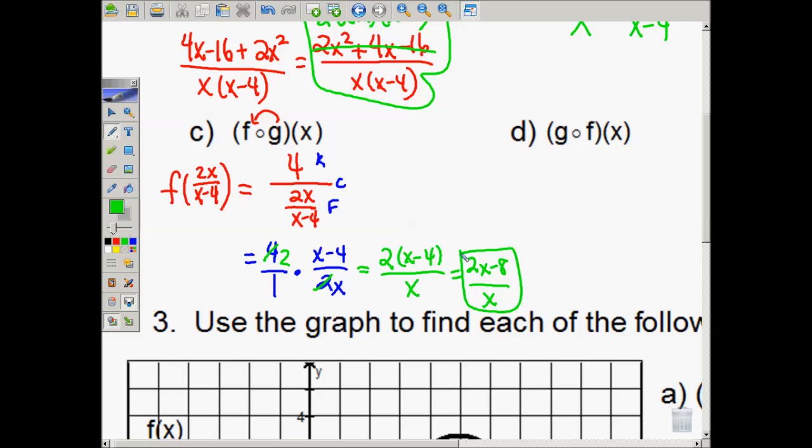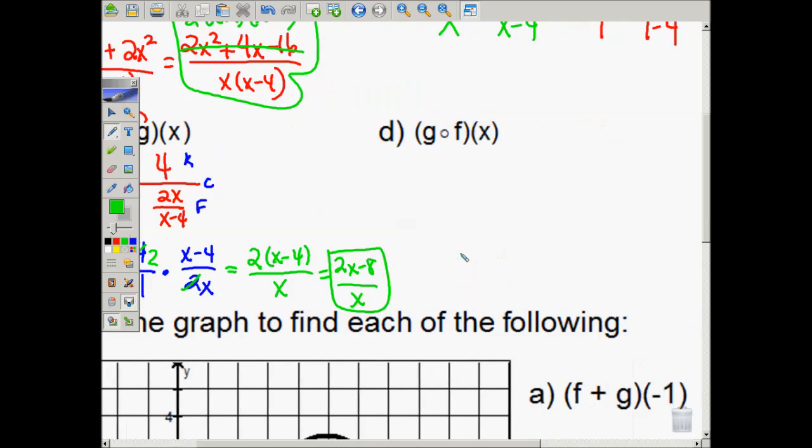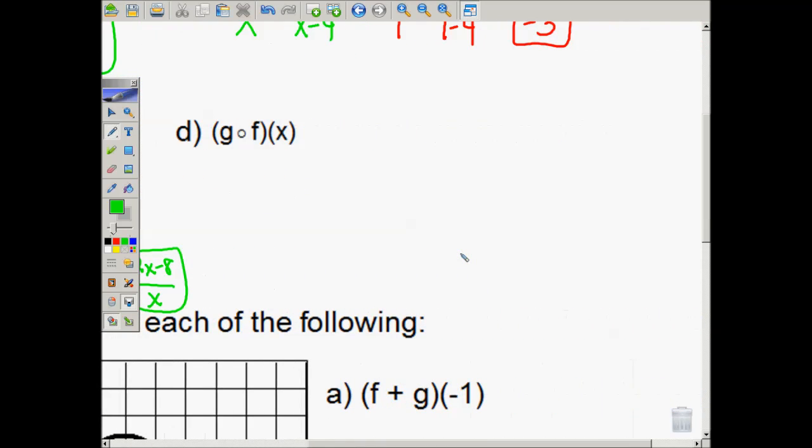All right, and then our last but not least is now instead of plugging G into F, we're plugging F into G. So G is now going to become 4 over x. So wherever x is, I'm going to put 4 over x.